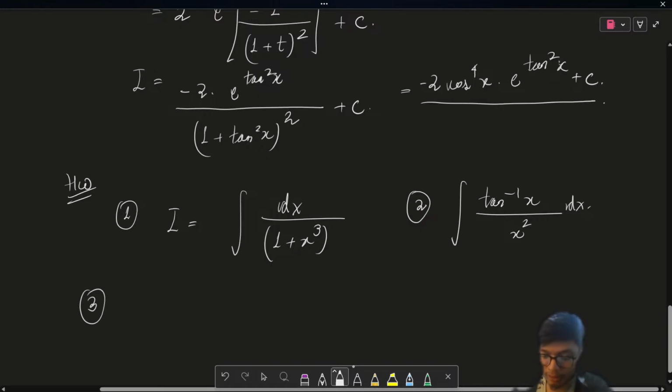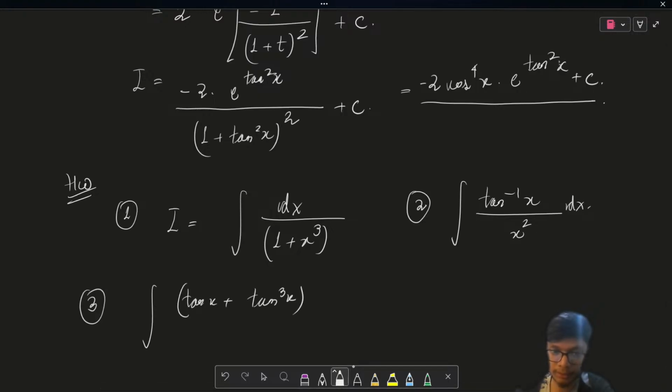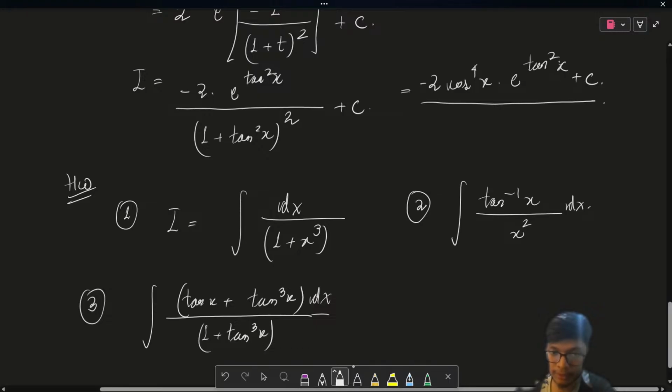The third problem I want to give is to integrate (tan x plus tan cube x) whole divided by (1 plus tan cube x). So these are the 3 homework problems that I want to give all of you.